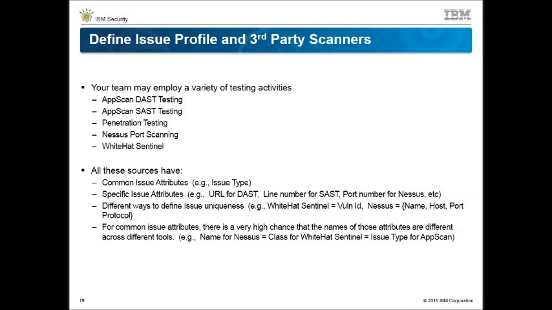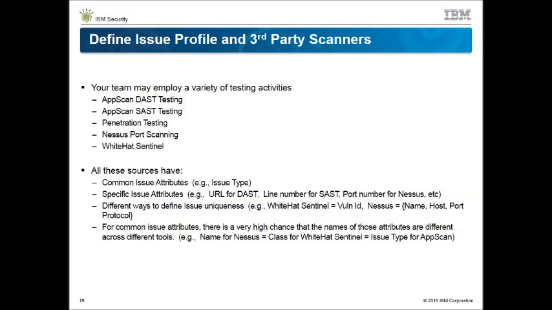For instance, for a DAST you have URL. For a SAST you have line number or trace. You have port number and host for a Nessus scan. You also have different ways of defining uniqueness. When we talk about uniqueness, issue uniqueness is what makes an issue unique. And why is it important? It's very important for us because we need to know upon subsequent updates if we should be creating new issues or updating existing issues.